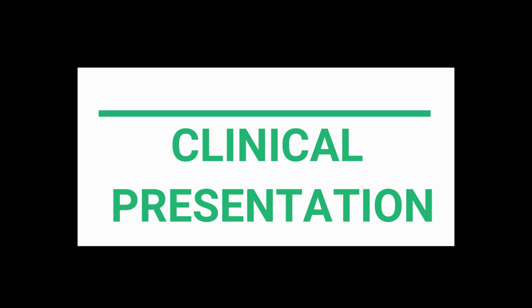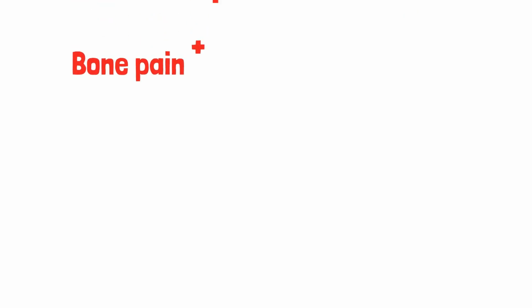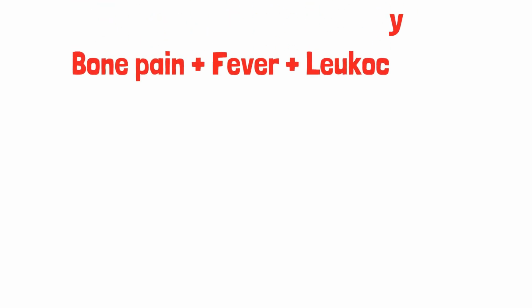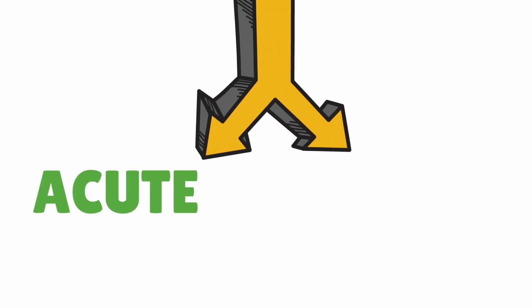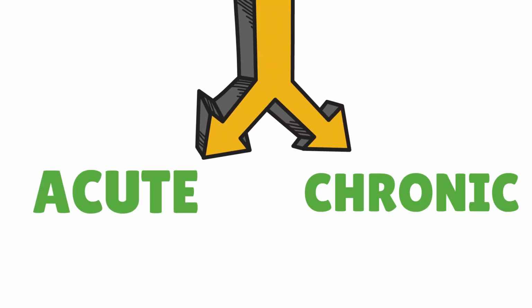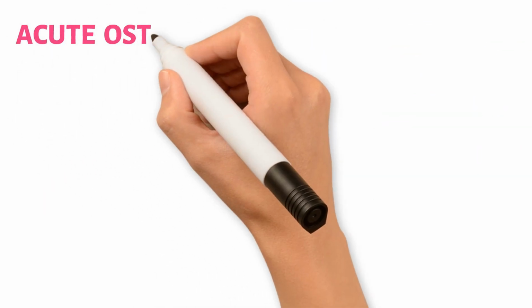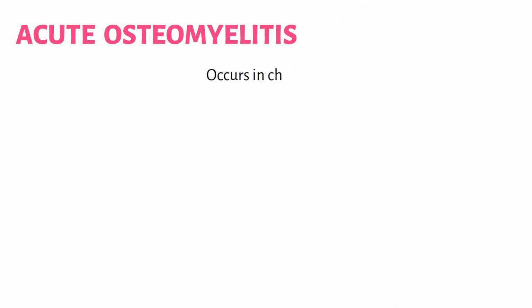So how do they present? The clinical features of osteomyelitis are bone pain with fever and leukocytosis. There are two types of osteomyelitis, acute and chronic, and they can be differentiated by their clinical features and the patient profile. Acute osteomyelitis usually occurs in children, and they'll have a recent history of an infection like a septic toe, boil, or a sore throat.